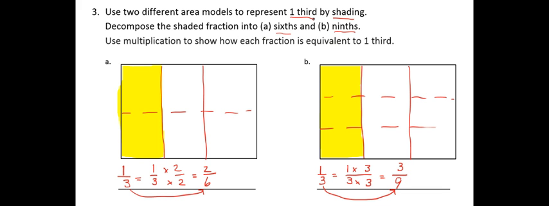And to take it a step further, since 1/3 is equal to 2/6 and 1/3 is equal to 3/9, we can also say that 2/6 is equal to 3/9. Just some logical thinking there.